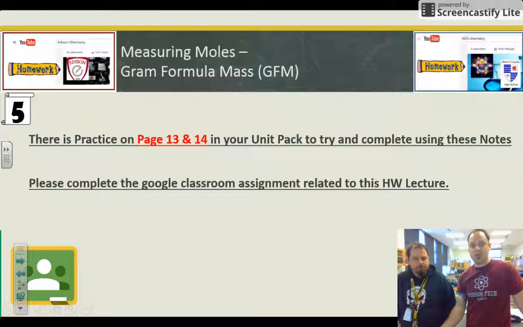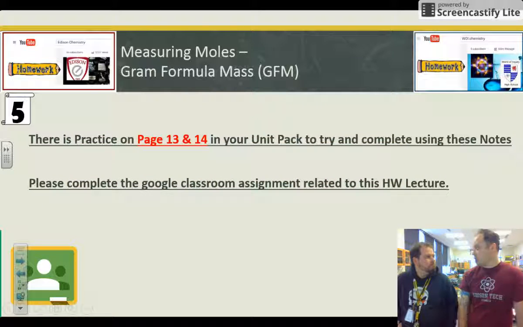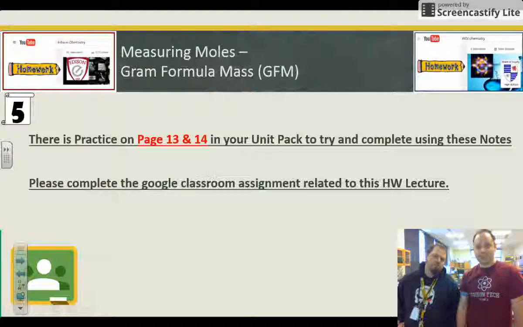So let's see what else we got here. Page 13 and 14, some practice and a Google homework on the form. So that's what's up with this.